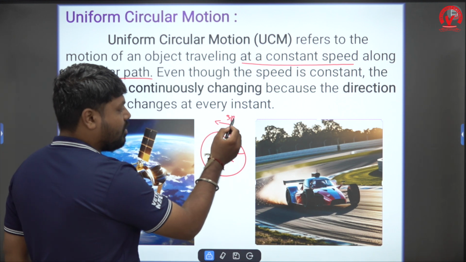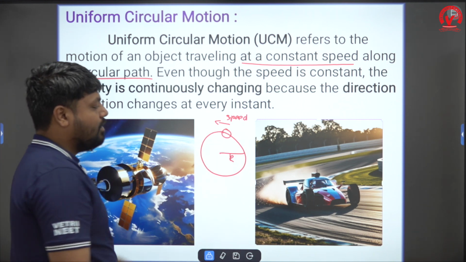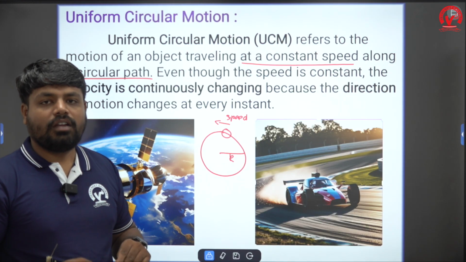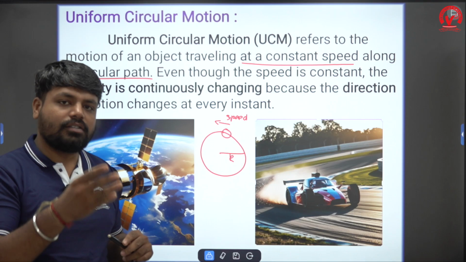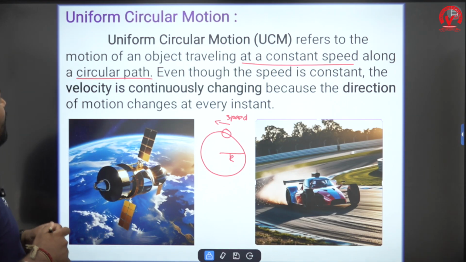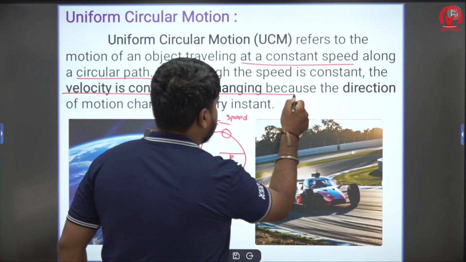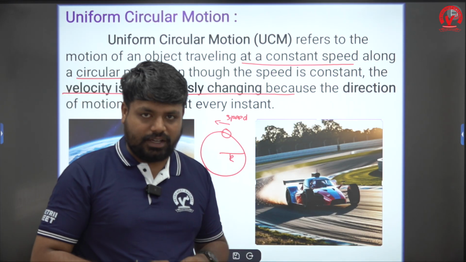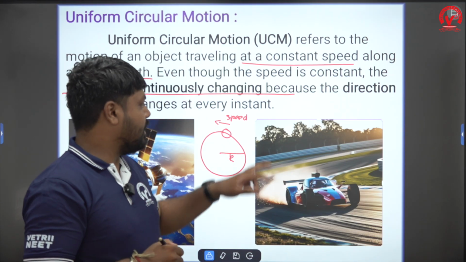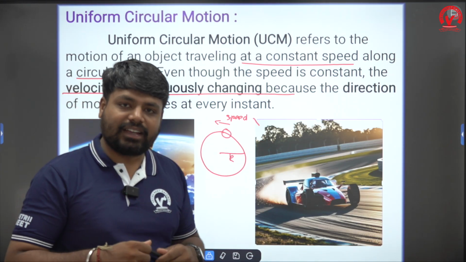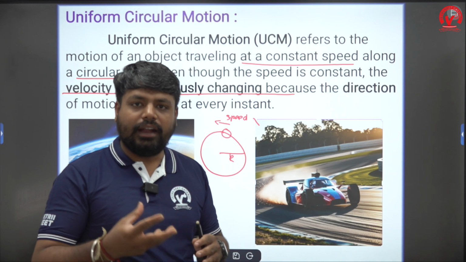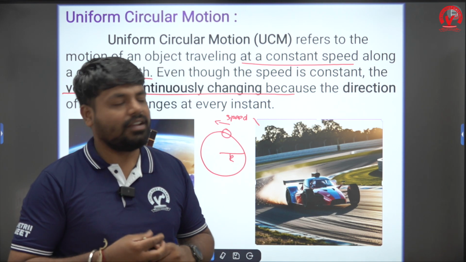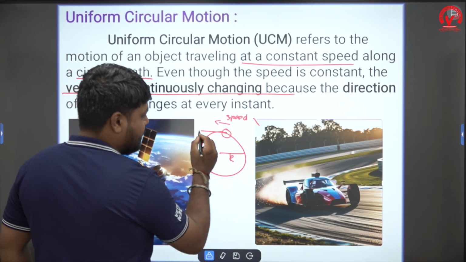So if it is traveling at a constant speed in a circular path, the object is undergoing uniform circular motion. The velocity is continuously changing. How does it change? Because velocity is a vector quantity. It talks not only about the magnitude but also the direction. Here the magnitude, the speed, doesn't change.